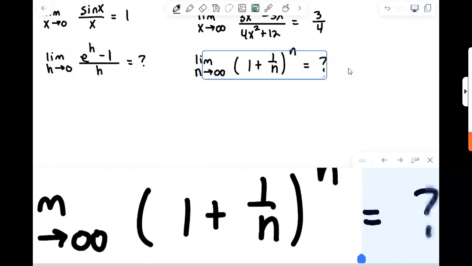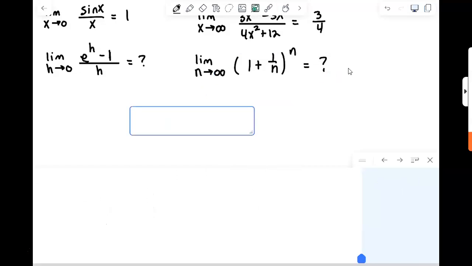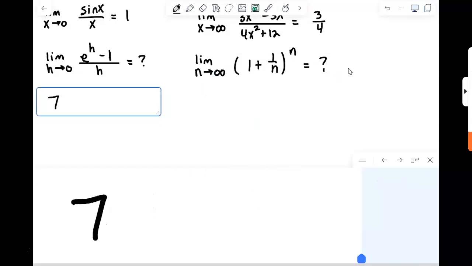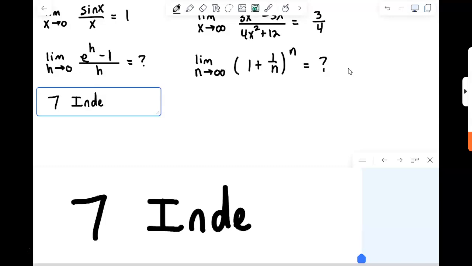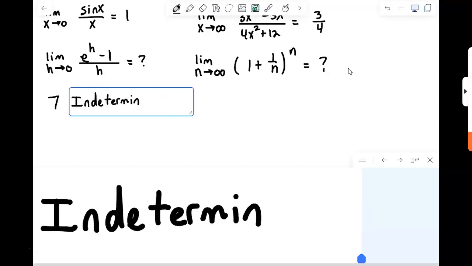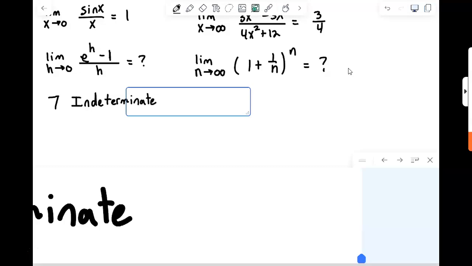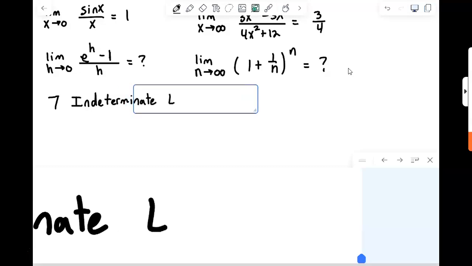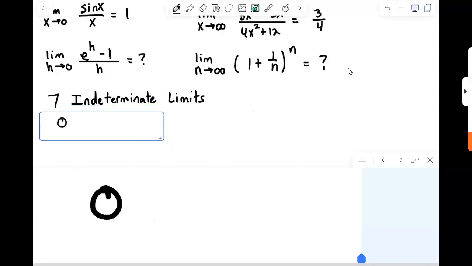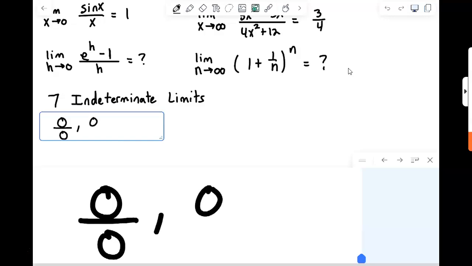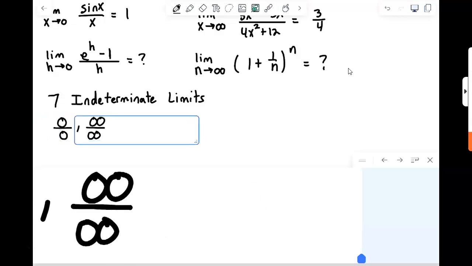But these are all examples of what are called indeterminate limits. There are 7 different indeterminate limits that we're going to talk about. These are numerical calculations that you can't actually compute, yet the limit could still turn out to be some actual numerical value. So, first one is 0 over 0. Second one is infinity divided by infinity. Those are the two that we've seen and worked with some before.